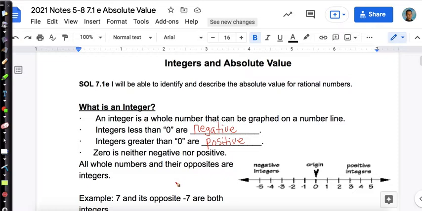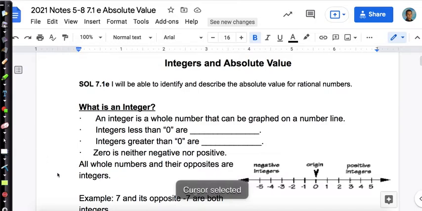So all whole numbers and their opposites are considered integers. So in other words, it doesn't have a decimal. They're negative and positive whole numbers. So an example would be 7 and its opposite, negative 7, are both integers.